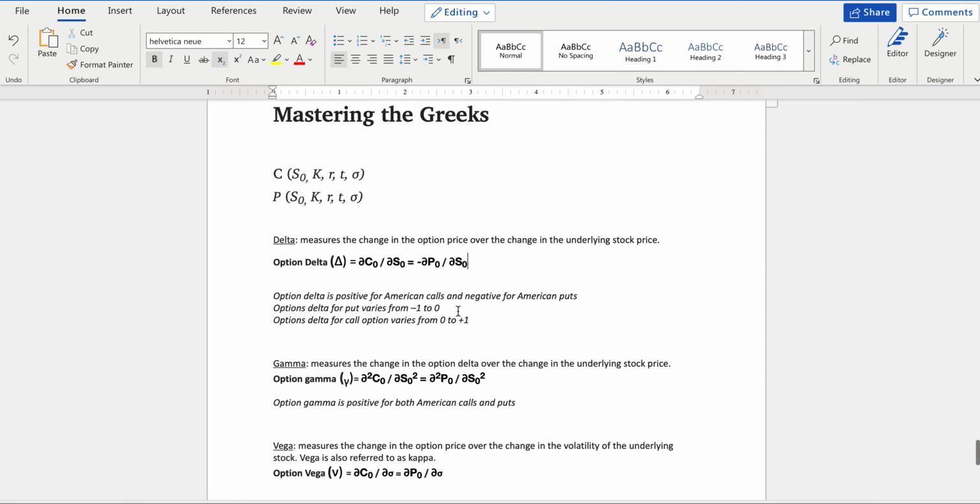So, the delta varies between 0 and 1. It'll say -1 here because we have to factor in the fact that when you buy a put, the value of that put will be negatively related to the price of the underlying stock. That's why we have a -1 here. Whereas for the delta of a call, it's between 0 and +1.